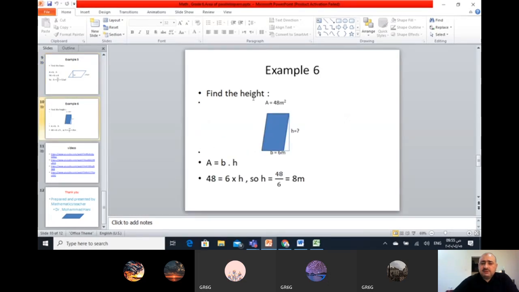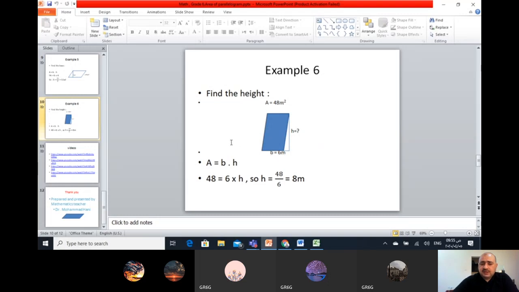Example 6, find the height. Here we have the area. Area equals 48 meters squared. And the missing value is the height. We want to solve the value of the height. And we have the base. The base here, b, equals 6 meters.